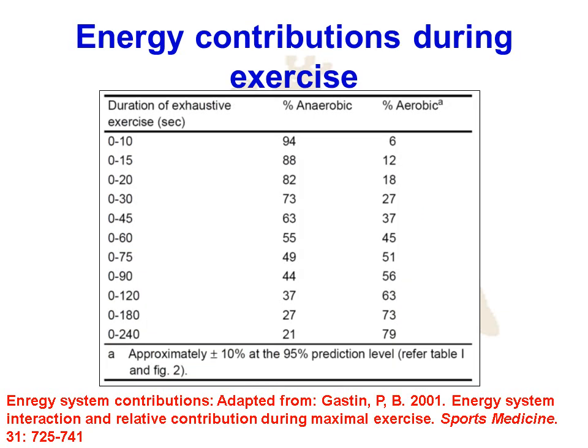Okay, so again from the Gastin paper, but this is quite neat. Here we've got the relative contributions from aerobic and anaerobic sources across different distances. So different times, I should say. So anything from about 10 seconds, which we could equate, couldn't we, to a 100 meter sprinter, up to something like 4 minutes, which we could equate to, let's say, a relatively decent middle distance runner.